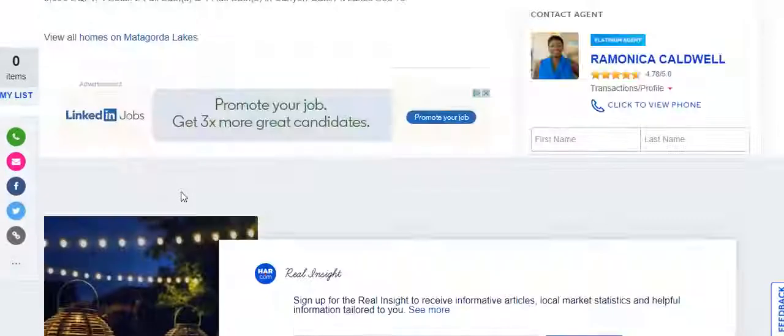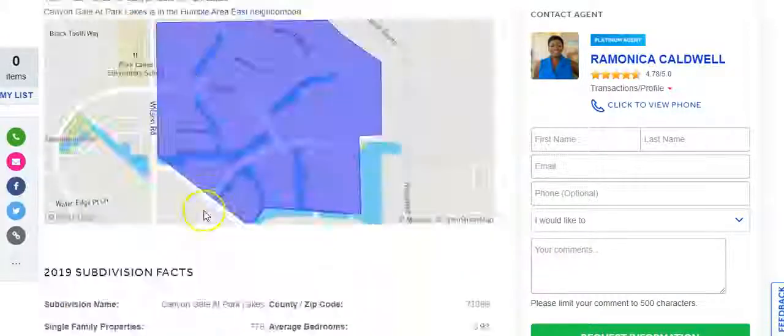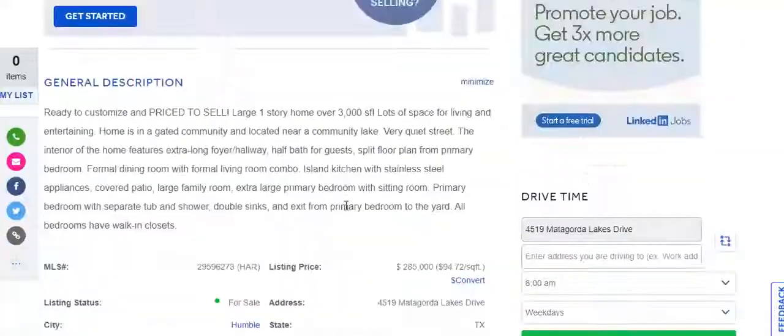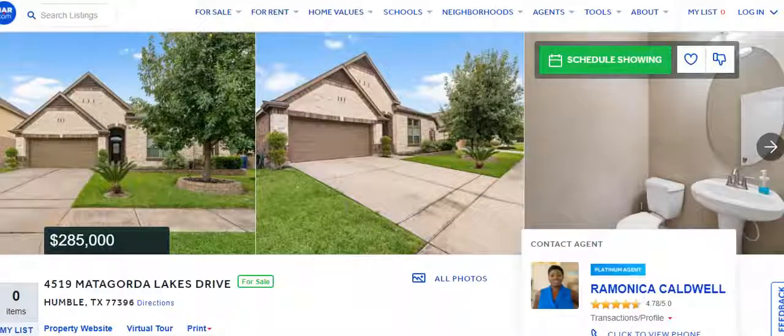And that is the end of the page. But this is how you do your research on a property on HAR, so you can find out as much information about a property as possible so that you can be ahead of the game.